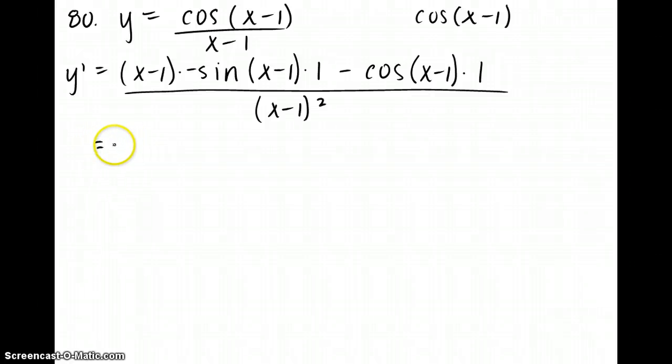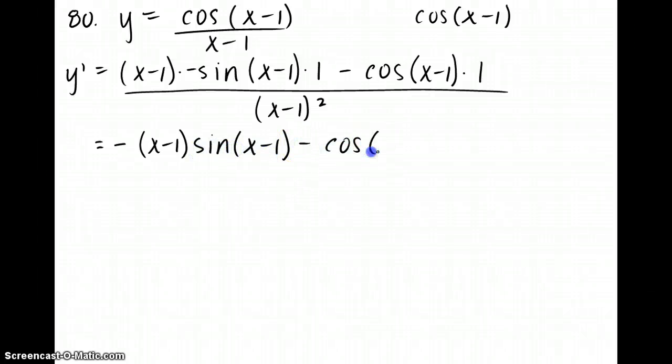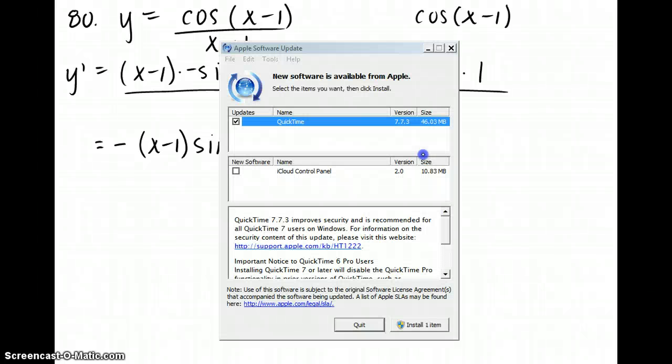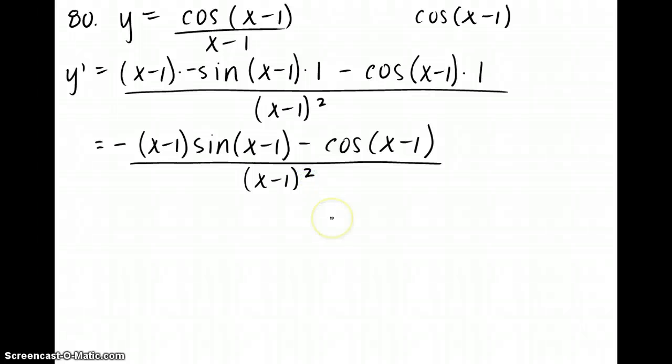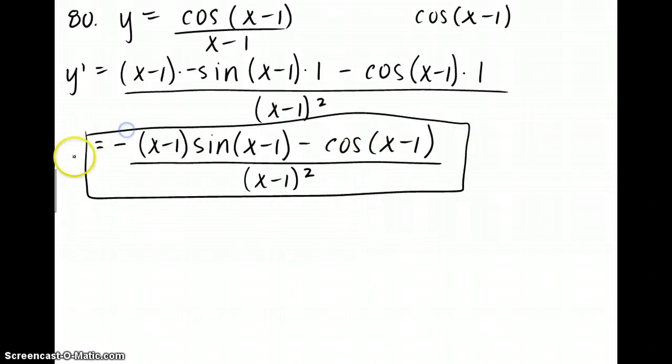Okay, so we have a negative out front, x minus 1 times sine of x minus 1 minus cosine of x minus 1. All divided by bottom squared. And that's all you can do. These x minus 1s don't cancel because they're attached to the trig functions. You have an x minus 1 here, but you can't get rid of it because there's no x minus 1 term in the second term. So this is the final answer. Might not look nice, but don't simplify anything else.